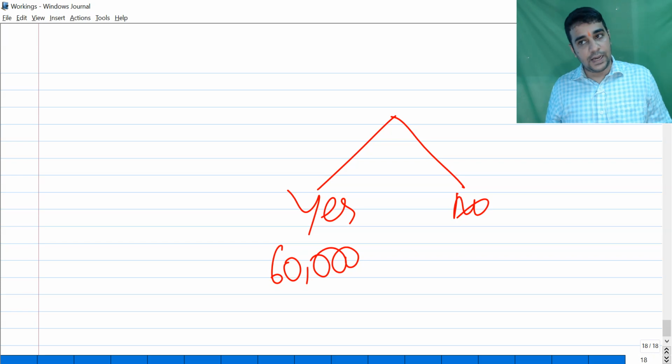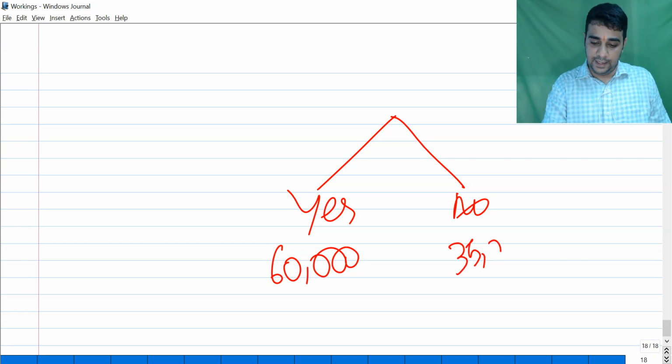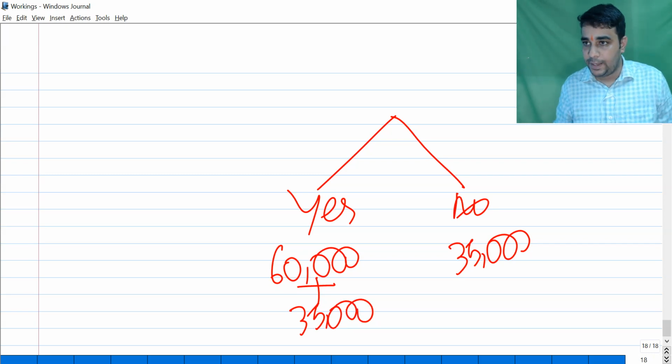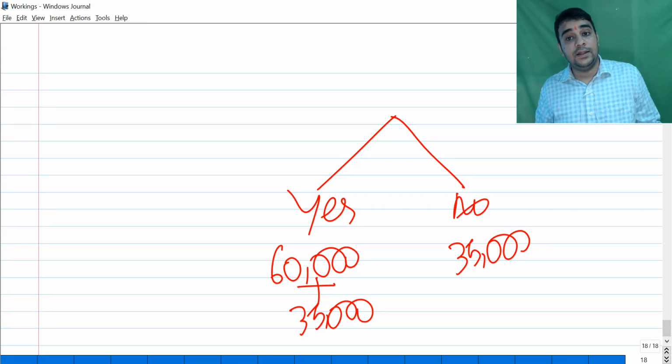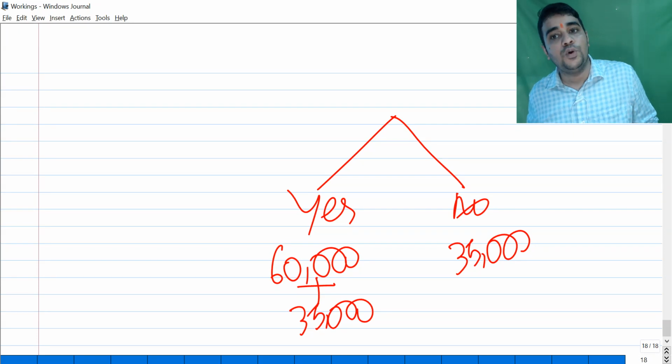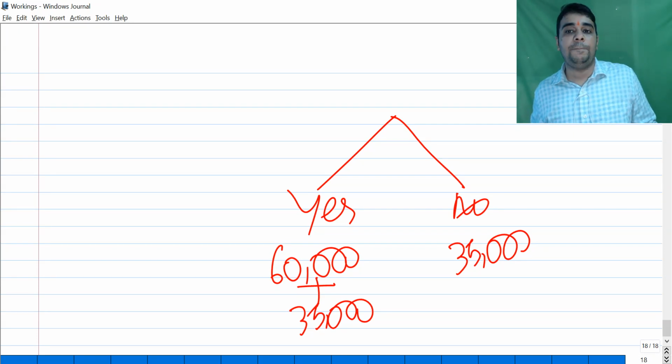In a no scenario, you will have to make them redundant and pay them. It doesn't end here. You will pay 60,000. Once the work is done, you will have to make them redundant and pay 35,000, because they will be made redundant at some point of time, unless the question tells that if these employees continue for 1 more year, redundancy pay need not be made.